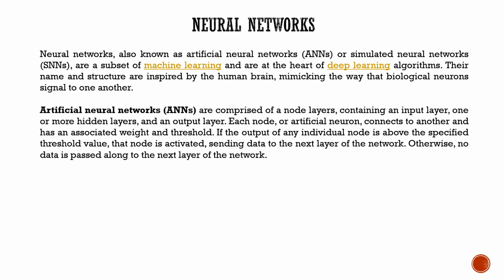Machine learning has been segregated into five classes, one of which is neural network-based learning. Their name and structure are inspired by the human brain, mimicking the way that biological neurons signal to one another. They are also known as artificial neural networks and are comprised of node layers. Each node or artificial neuron connects to another and has an associated weight and threshold. If the output of the individual node is above the specified threshold value, that node is activated, sending data to the next layer of the network. Otherwise, no data is passed along to the next layer of the network.